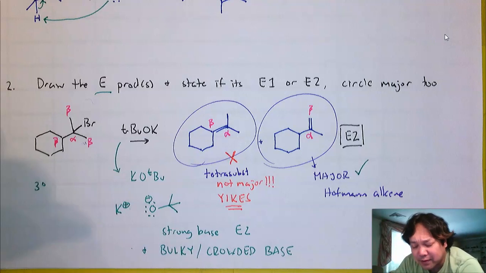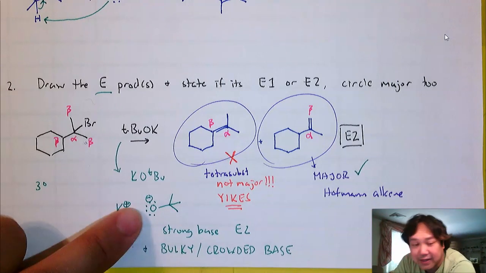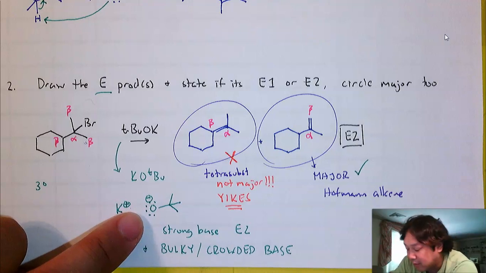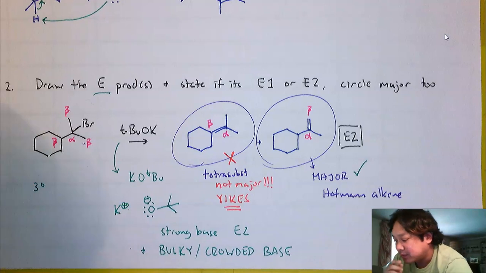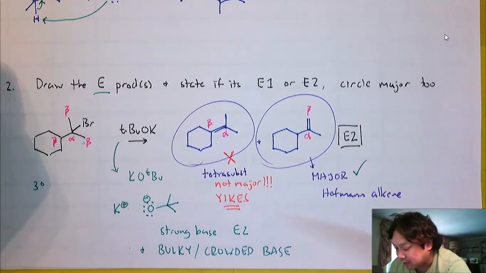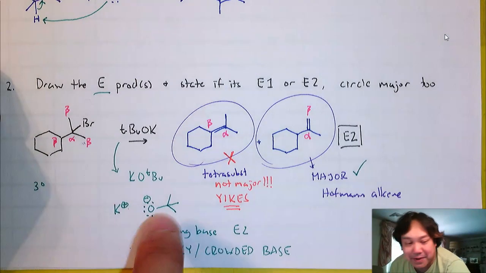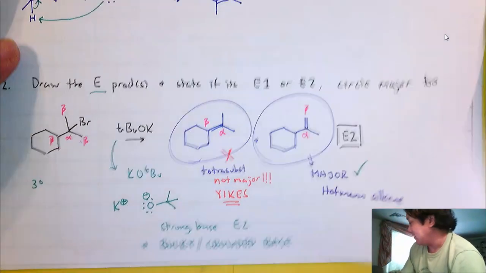For most students, there's only one example of a bulky crowded base, and it's this potassium tert butoxide, or simply tert butoxide. For other students, or if you read the textbook, there are a couple more, but this is the main one. Yeah, pretty happy that I caught that.